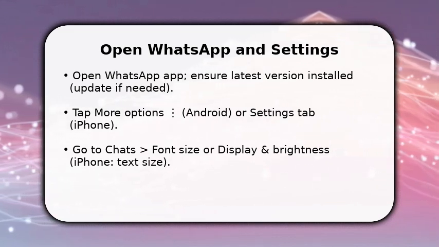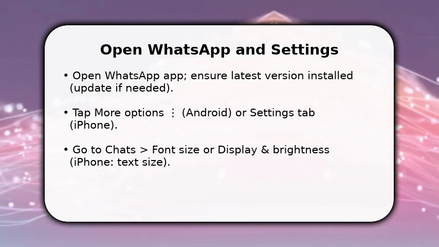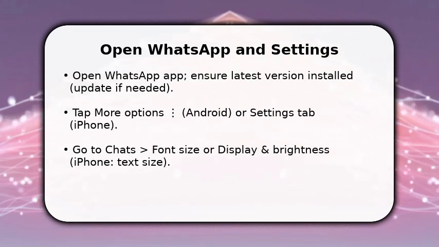Then enter Chats or Display Settings. This is where you will change text scale. You do this now to avoid extra steps and make the text larger immediately for all conversations.